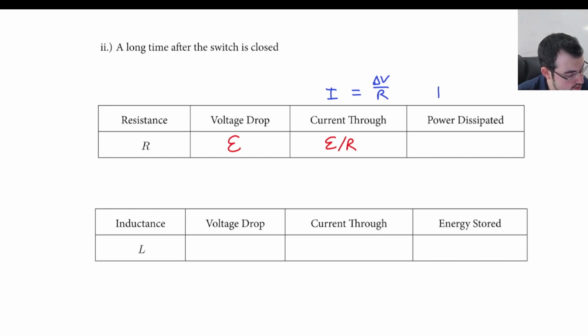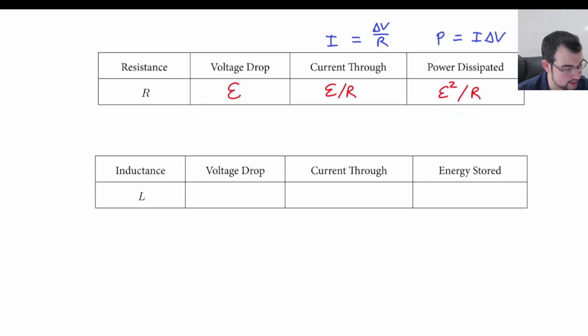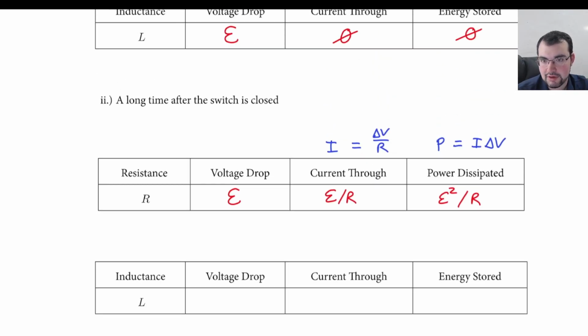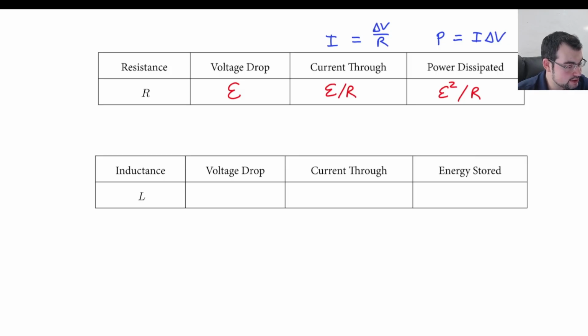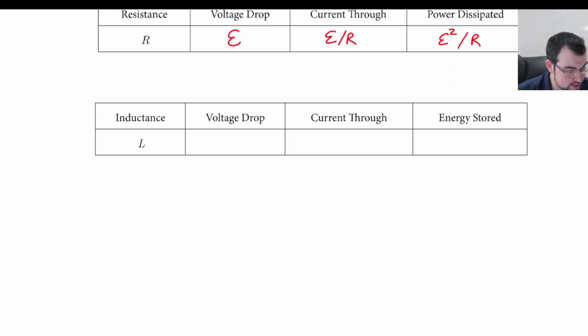And then the power dissipated. Pick your favorite power formula. I'm going to pick I delta V because we know I and delta V. So we get EMF squared divided by R, which looks like V squared over R, which is one of our other power formulas, not to be confused with centripetal acceleration.